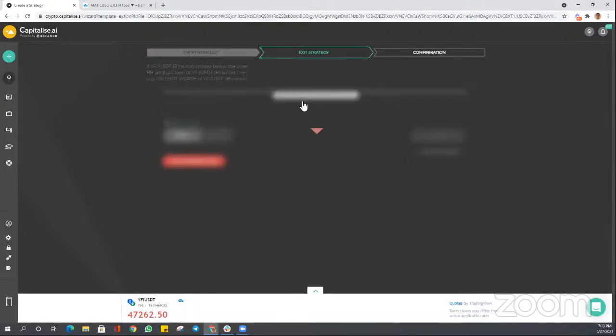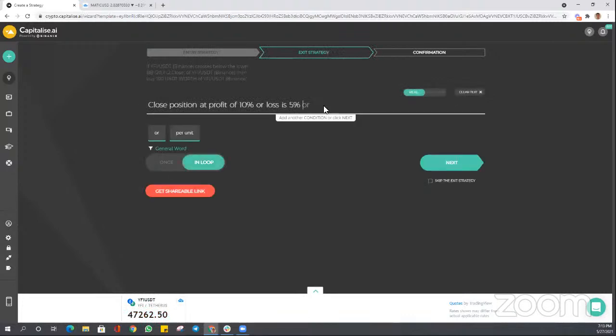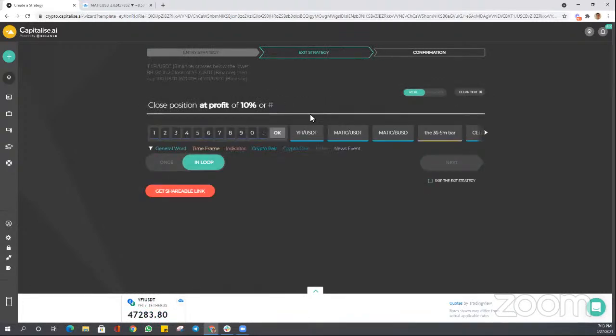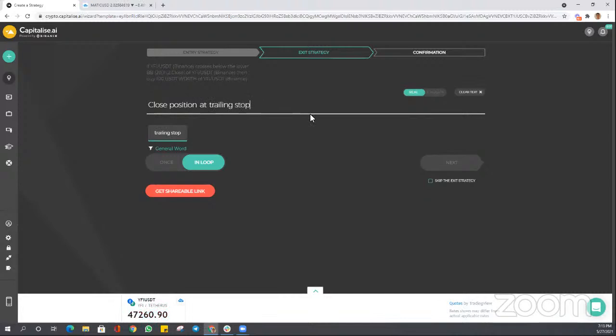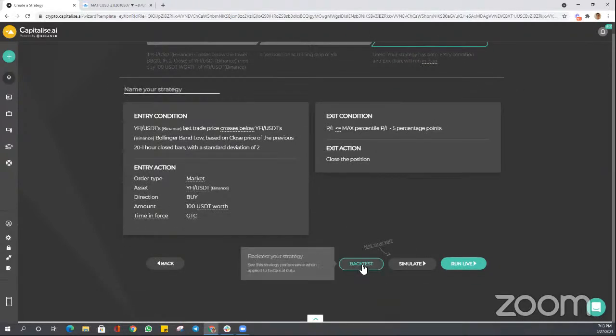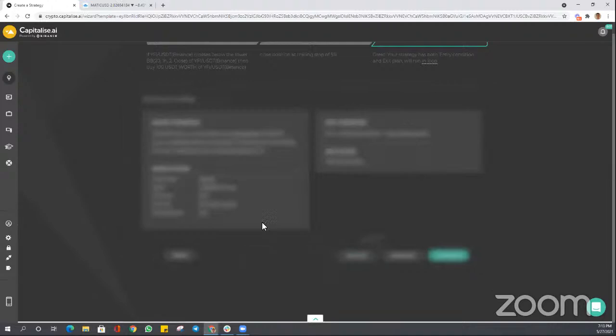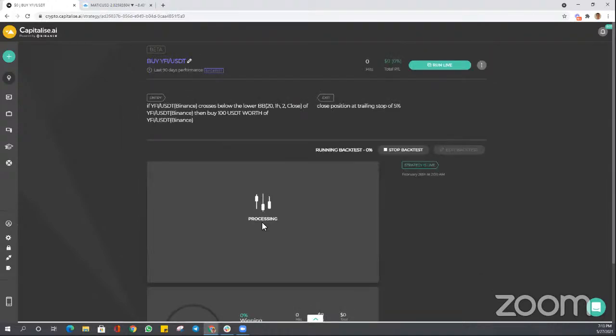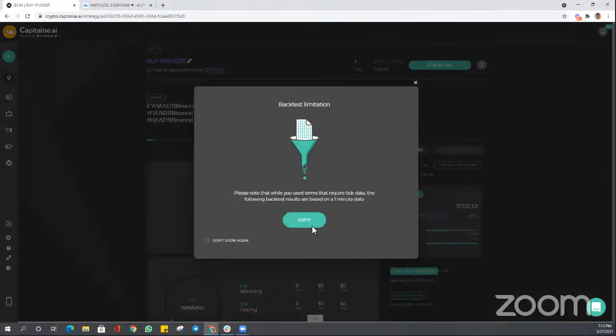Keep going. And if you have exits you normally use or entries you normally use, then adjust from there. So here, instead of at profits, let's go with a trailing stop. So at a trailing stop of 5%. Okay, great. And let's click next, and let's go ahead and backtest. And once these backtests have run, then we can go have a look and see what the results were like.